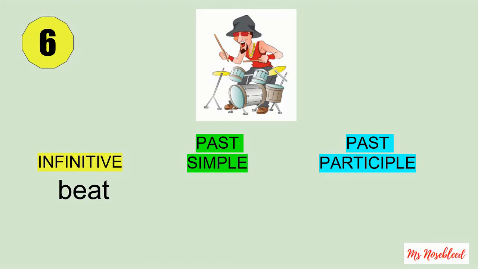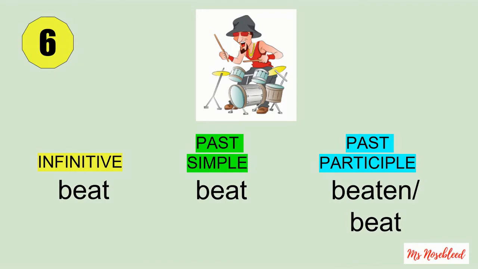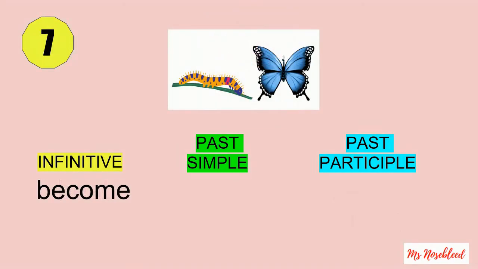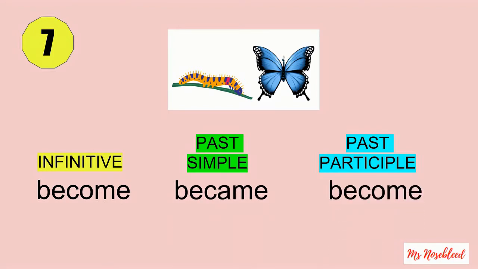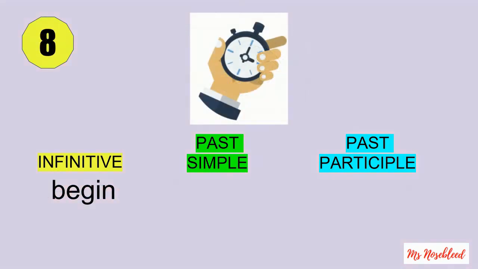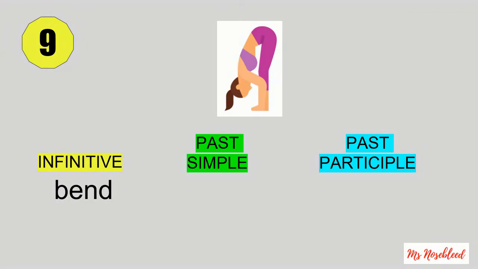Beat. Beat. And then beaten or beat again. Okay. All right. Good. Number 7. Become. Became. Become. Excellent. Good. Number 8. Begin. Began. Begun. Right. Number 9. Bend. Bent. And bent again. Very good.